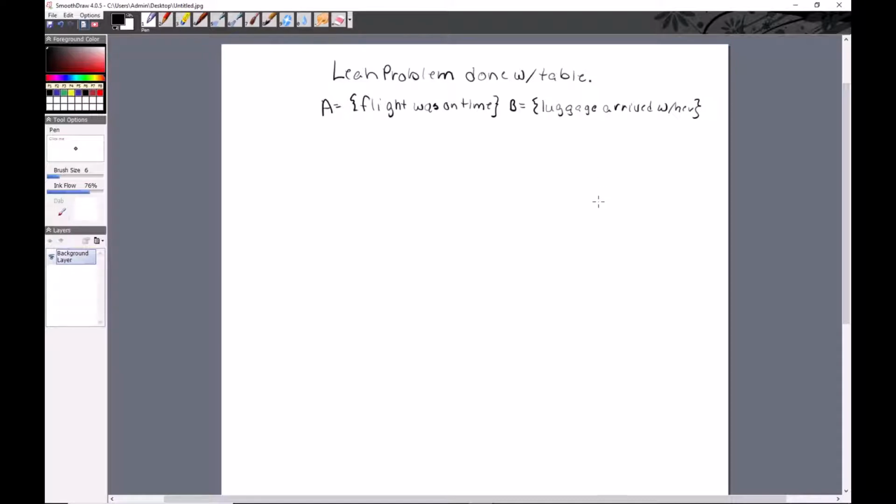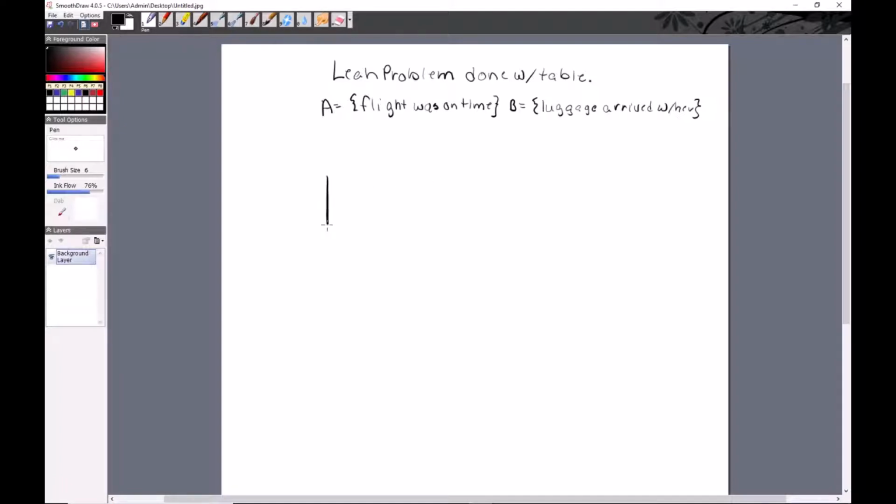Looking at this, there's really two things going on here. The flight was on time or it wasn't. The luggage arrived with her or it didn't. So that's really two things per event, and it's going to be the interaction. So we're looking at A and A complement, B and B complement. These are going to set up 4 joint probabilities.